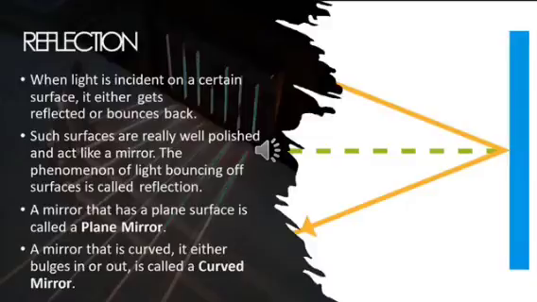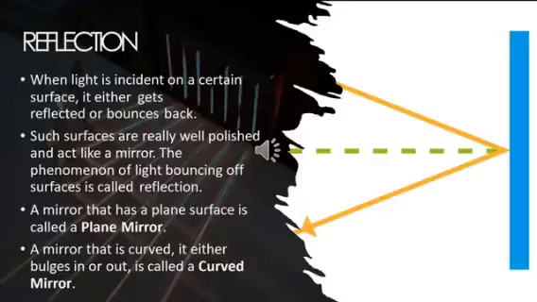Now the next property of light that we are going to discuss is reflection, where most of you would have heard the word reflection. Now what do we mean by the word reflection? Okay, so you know that you can see light, and when this light is incident or when it falls on some surfaces, it either gets reflected or bounces back.